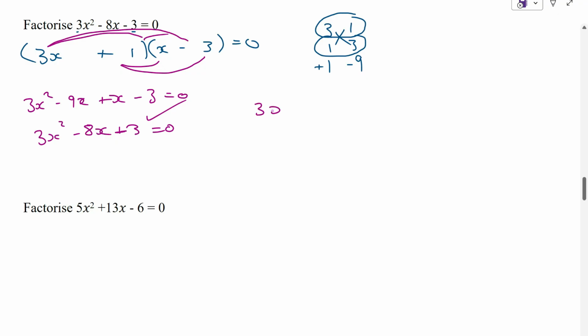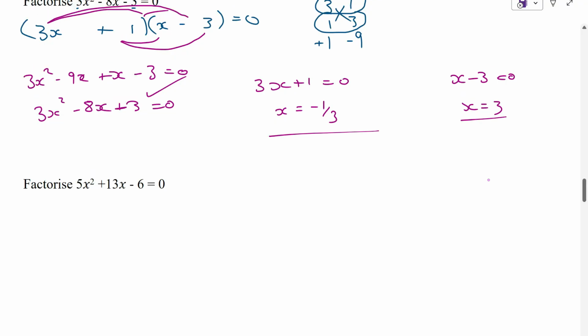Rid of the brackets. So x equals minus 1 over 3 and x equals 3. All done. Okay, now moving on to the next one. Okay, so let's check it's in the correct format. Ax squared plus bx plus c equals 0. Good. Let's get our double brackets.